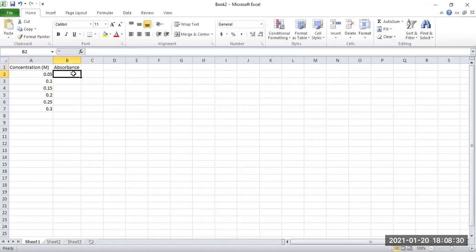So I'm going to pull some numbers out of a hat, which are probably not great data, but that's okay for the purposes that we're using it for. Absorbance values are usually between 0 and 2.0. That is the way the machine that we are going to be using reports them.